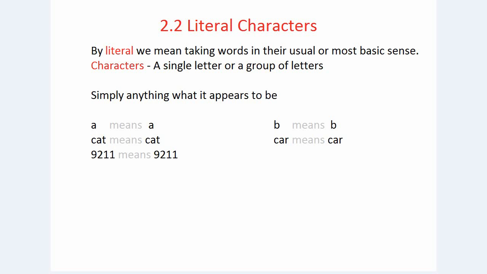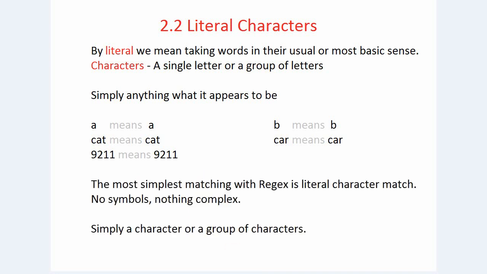And if you want to search either A or B or a cat or car in our test string, it will be the simplest match. We will just write these in the regex box, and then we will search it in the test string. So the most basic or simplest search or pattern matching is literal character match, and no symbol, nothing complex involved, simply a character or a group of characters which we sought to match.